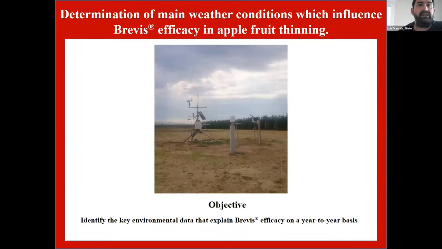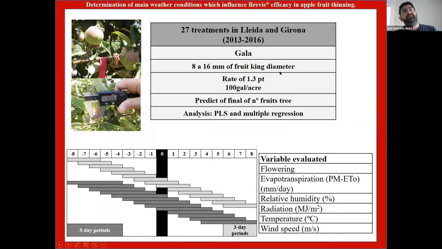the next point of this presentation is what are the best key environmental data to explain the Metamitron efficacy from year to year. For this, we evaluated 27 trials between 2013 and 2016 in Gala. The rate of spray in all these trials was 1.3 pints with 100 gallons per acre. And we evaluated the flowering of the year and all these variables, okay?